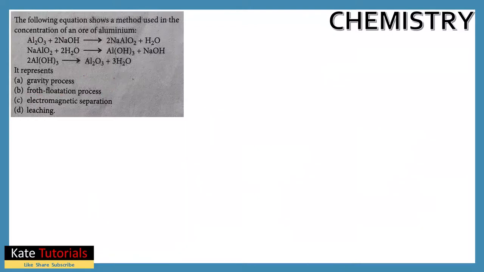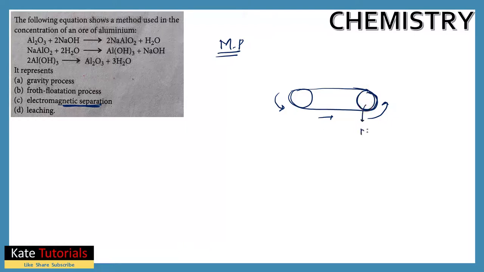And talking about electromagnetic separation, here the magnetic property should be there. Only if the ores have magnetic property can we separate them. So here there will be a wheel like this, which will be continuously rotating. One part of this wheel is non-magnetic, whereas this other part will be magnetic.